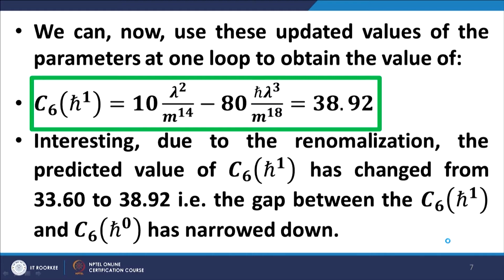Now, it is very clear, very obvious from this point that the difference between the C6 values without renormalization is much more than the difference between the values at successive levels of perturbation worked out after renormalization. So, that is important. Renormalization tends to make the values converge rather than diverge. So, that is a very important aspect that was formalized in the process of working out the theory of renormalization.